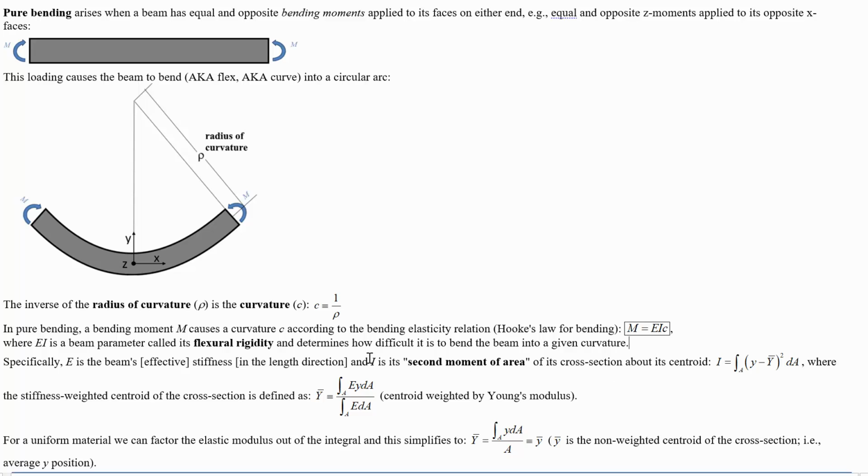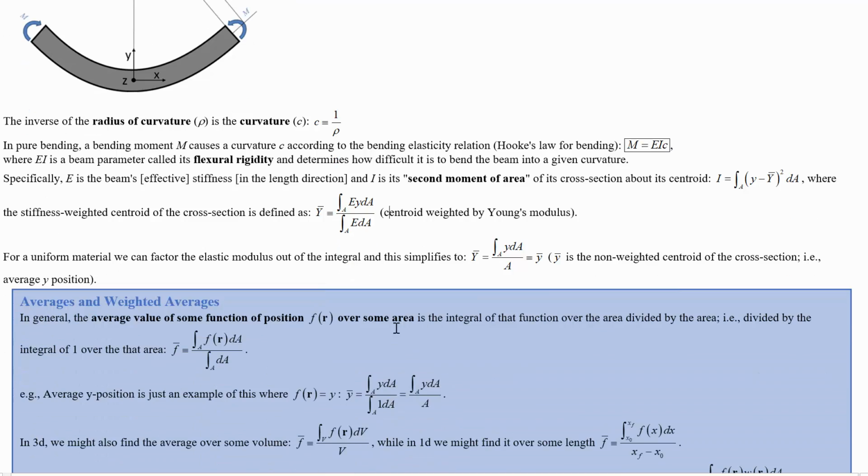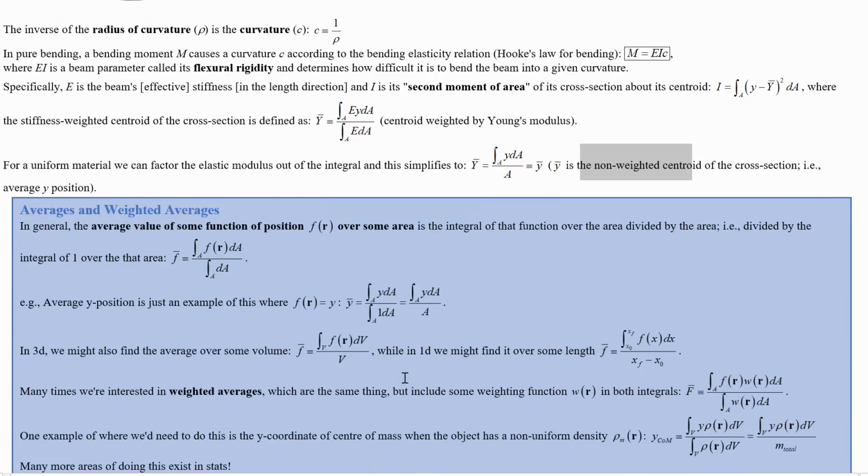And I is the second moment of area of the cross-section about its centroid. But specifically, it's not just the regular centroid. It is the stiffness-weighted centroid. Again, if the stiffness could be different at one part than another, then you would use this kind of weighted average where you don't just take the average y, that would be like the location of the regular centroid. You weight both the integrals and the average by the stiffness. So the stiffness will cancel if it's uniform across the cross-section, and you'd end up with just the average y, the non-weighted centroid of the cross-section. Let's talk about averages and weighted averages.